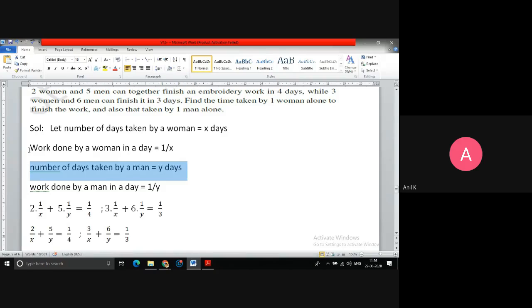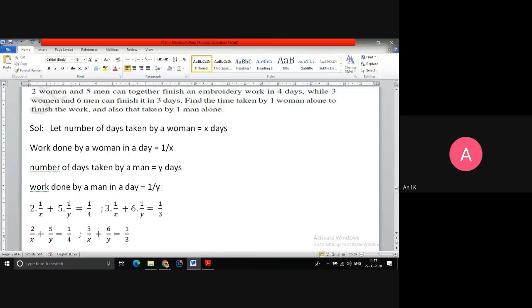Now, if the total days taken is x, the work done by one woman in a single day is going to be 1 by x, and the work done by a single man in a day is going to be 1 by y. Here 1 I have taken as the whole work, and x is the total number of days. So whole work upon total number of days will give me the work done in a single day. For example, if I have 100 rupees and I want to distribute it among 10 persons, total amount upon number of persons, 100 upon 10, right?